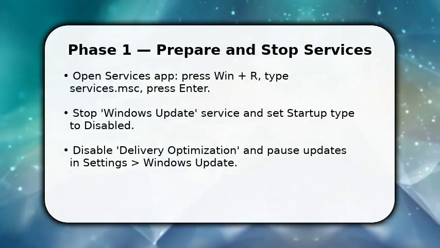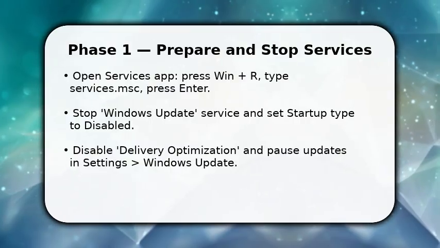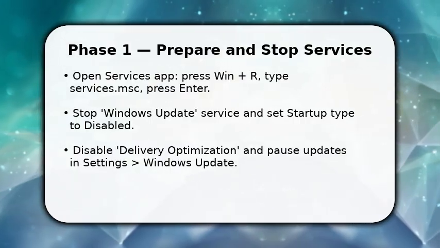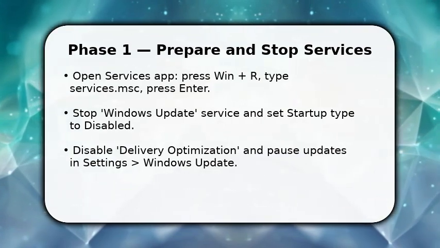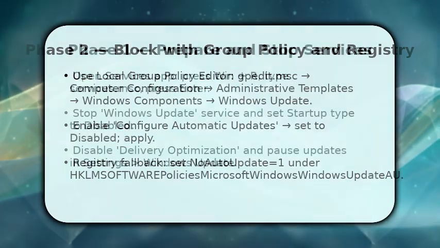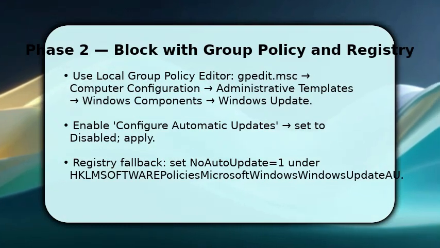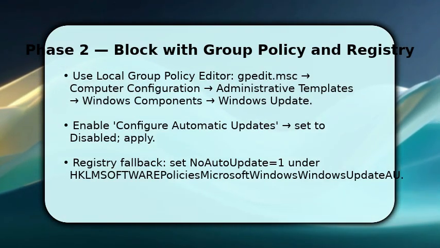Once done, make sure you have admin rights. This prevents automated restart. These steps halt the update engine immediately and create a stable base for the deeper changes that follow. Next, you change policy and registry settings to make the stop persistent.